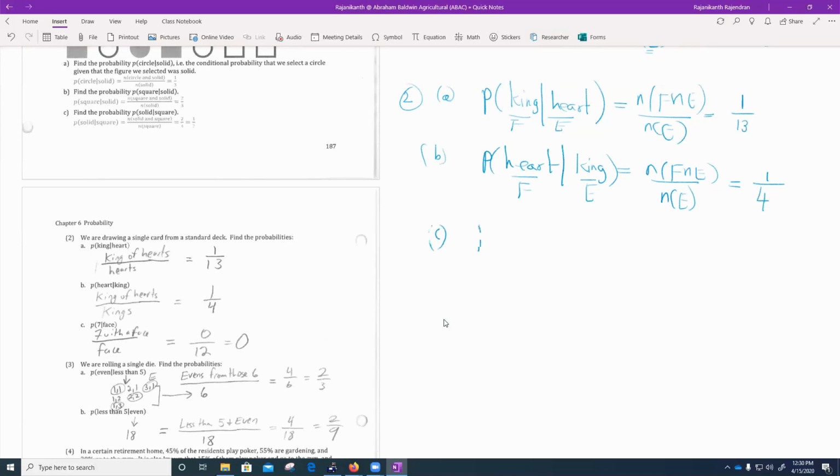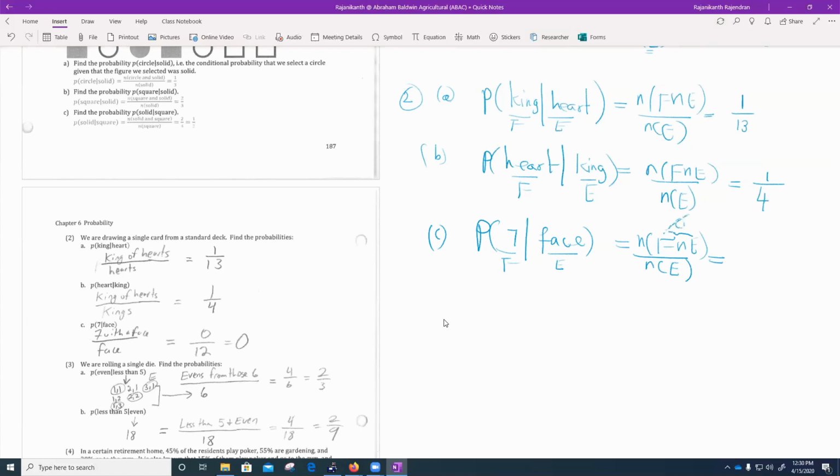Okay, the next one. The probability of choosing number 7, but the given condition is that it should be a face card. Right? So this is F and this is E. So that is F intersection E over N of E. Now I'm looking for a card that is a 7 with a face. Do you see such a card in a card pack? A card with the number 7 and a face? No, there's no such card, right? So it is an impossible event.